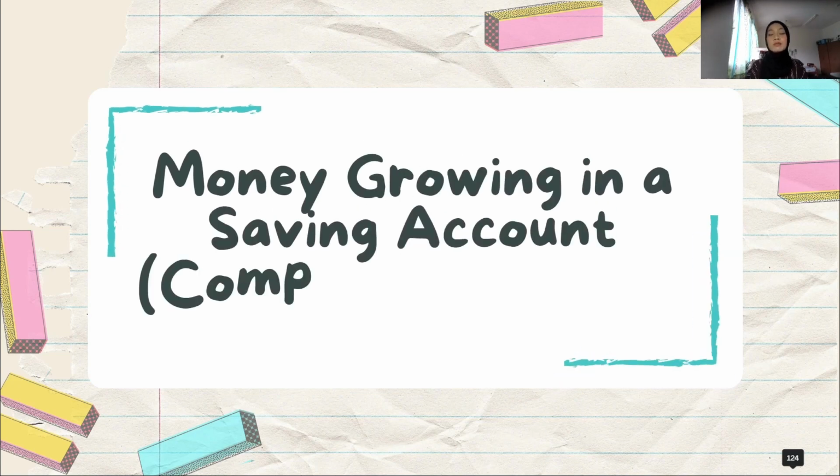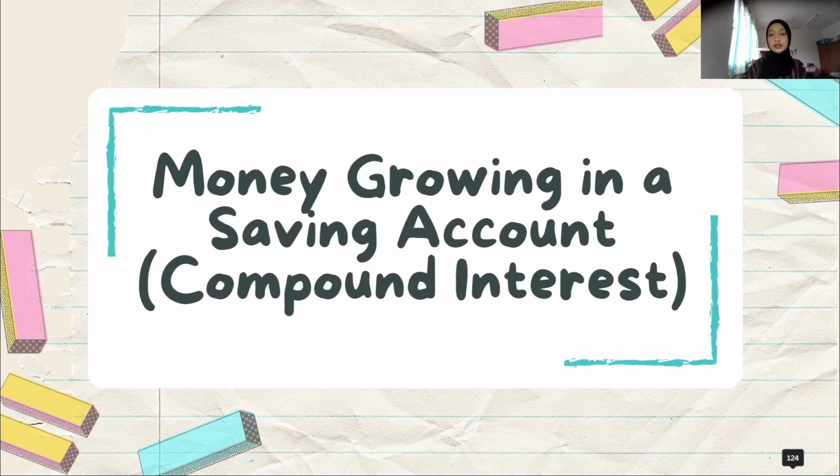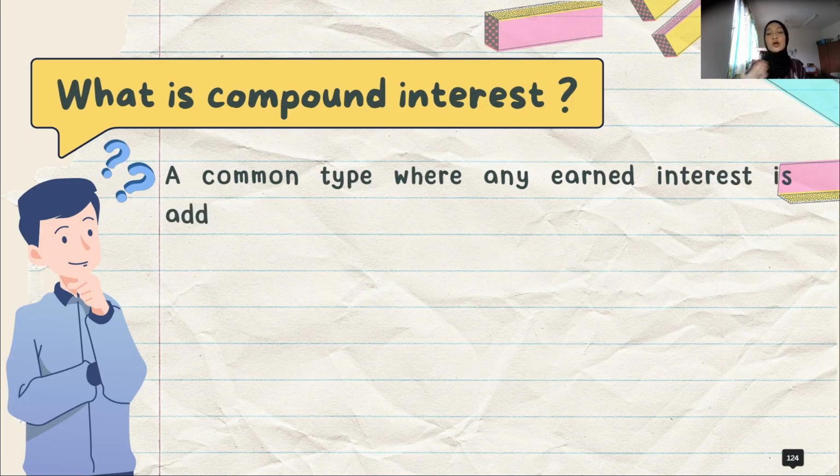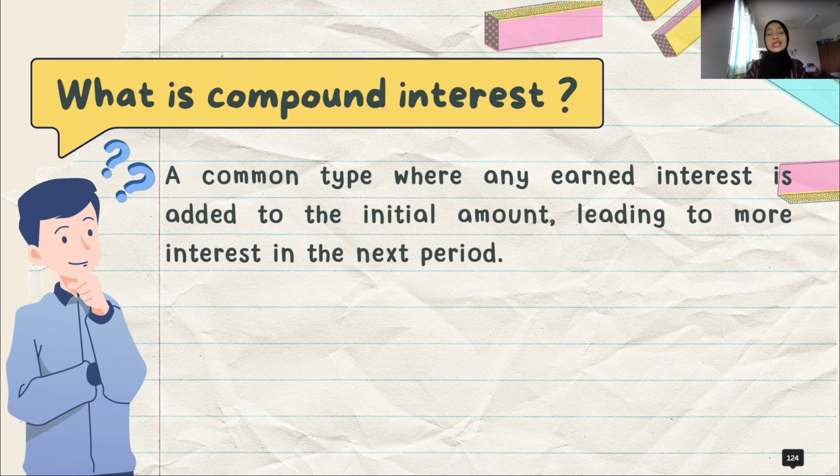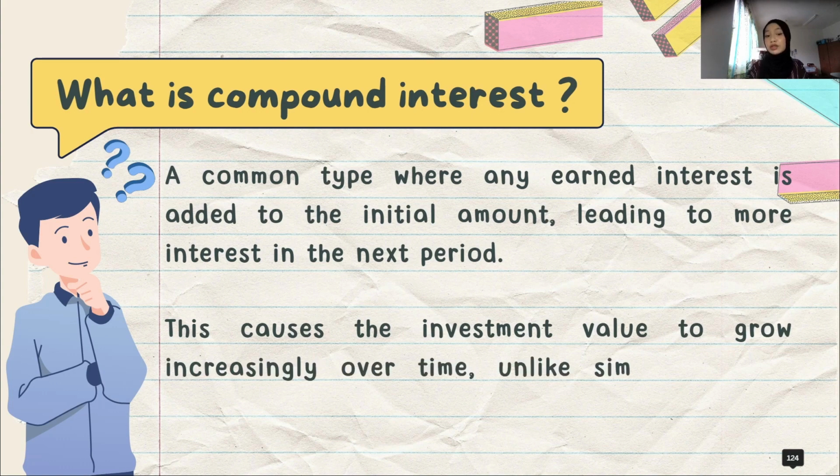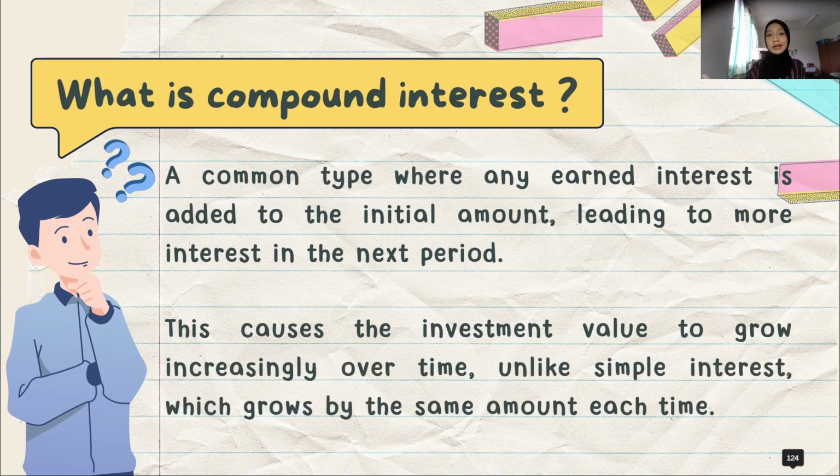So I'm going to explain about money growing in a saving account, compound interest. So what is compound interest? It's the common type where any earned interest is added to the initial amount, leading to more interest in the next period, which causes the investment value to grow increasingly over time, unlike simple interest which grows by the same amount each time. This is why we use the recursive methods, because it is very useful for the finance problems that use a repetitive process based on iterations.